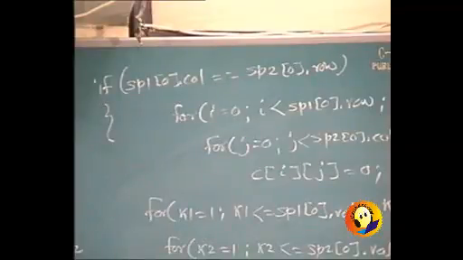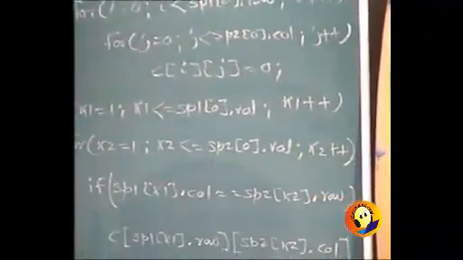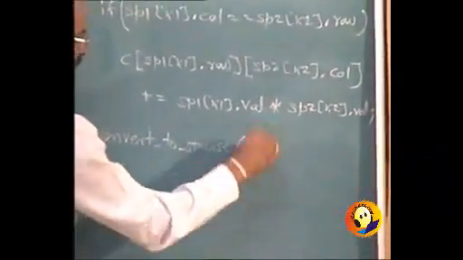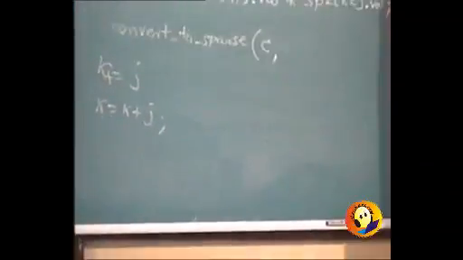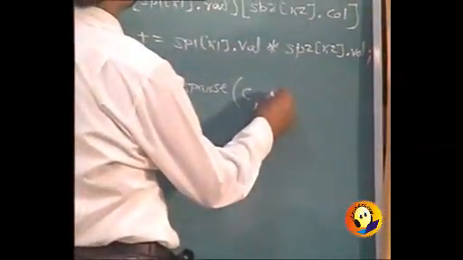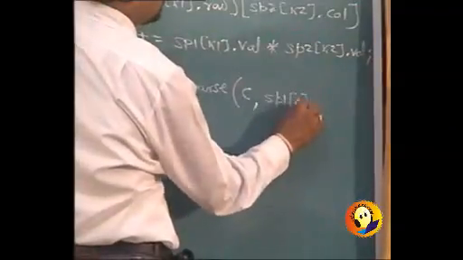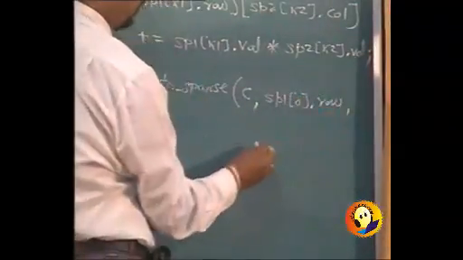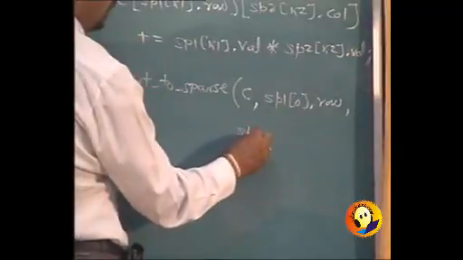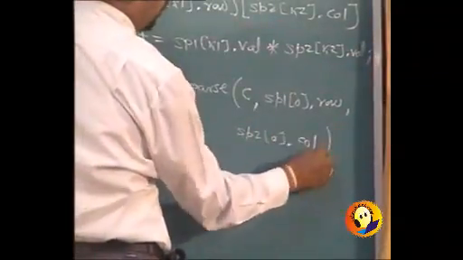Okay, and now I will call convert to sparse. Parameters are C, comma, how many rows are there in C? sp1 square bracket 0 dot row. And how many columns are there? sp2 square bracket 0 dot column.